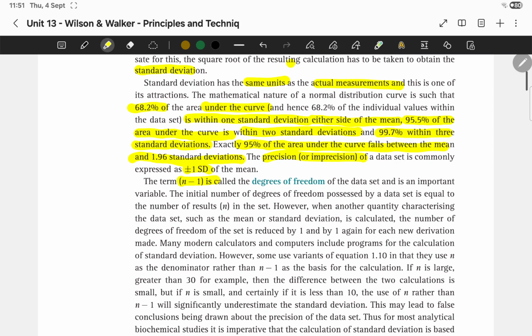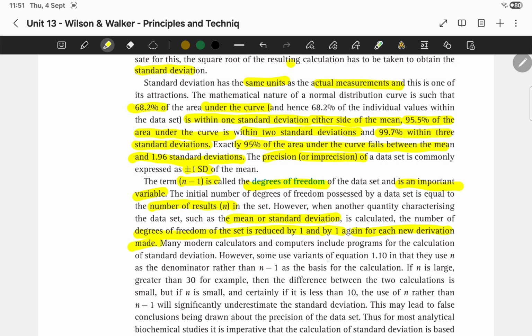The term n minus 1 is called the degrees of freedom of the data set and is an important variable. The initial number of degrees of freedom possessed by the data set is equal to the number of results in the set. However, when another quantity characterizing the data set, such as the mean or standard deviation, is calculated, the number of degrees of freedom of the set is reduced by 1, or by 1 again for each new derivation made.